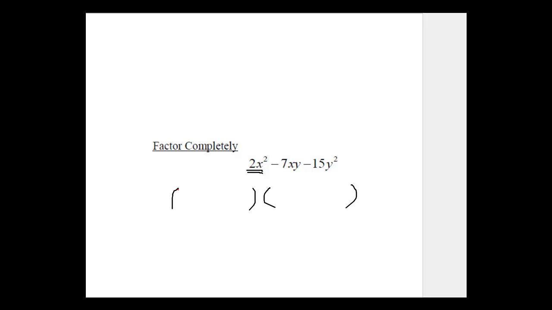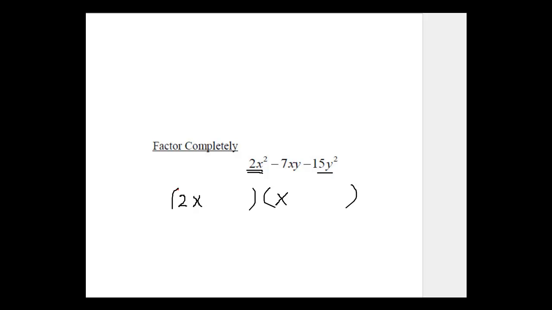Let me see if anybody can help me out here. See if you know what would be the first term. The first term would be 2x, and in the other parenthesis will be x. Very good. So the first term would be 2x. The next one would be x. The product of that would be definitely 2x squared.